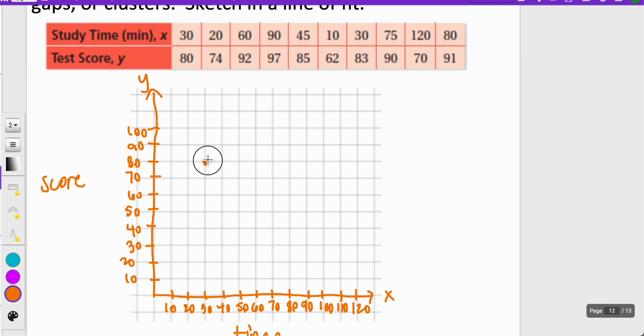score. 20 minutes, 74. 60 minutes, 92. 90 minutes, 97. 45 minutes, 85. 10 minutes, a 62. 30 minutes, 83. 75 minutes, a 90. And 120 minutes, a 70. Oh man, this person studied for a long time. And then 80 minutes, 91.